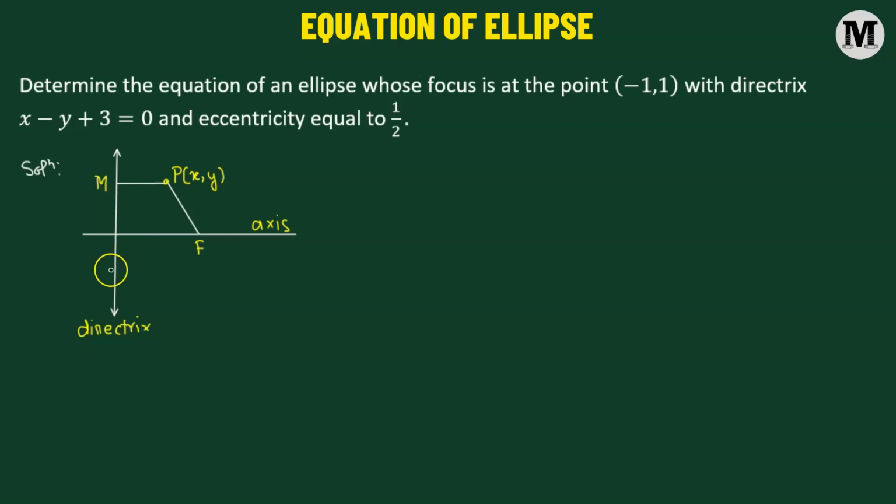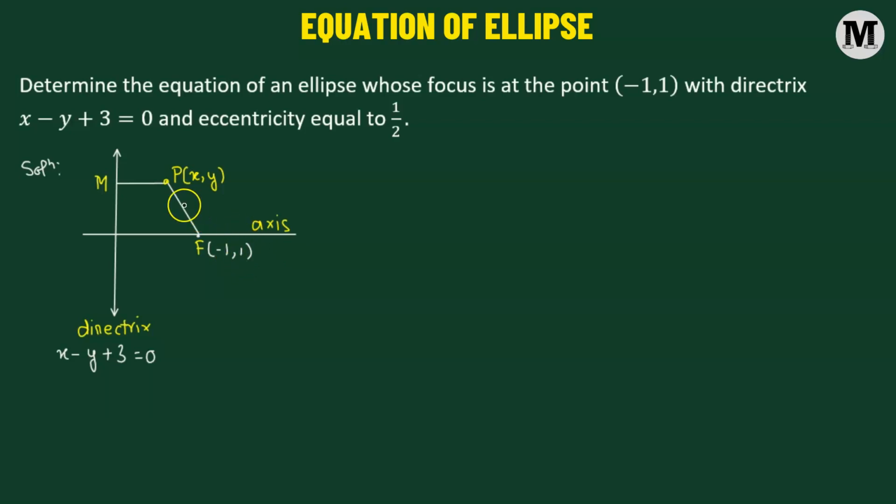So here we have the straight line that's going to be referred to as the directrix. Its equation is x minus y plus 3 equals 0. Then we have a line that is perpendicular to the directrix line, and this line will be the axis of the ellipse. On the axis we have a point F, and F is going to denote the focus of the ellipse. Its coordinates are (-1, 1).